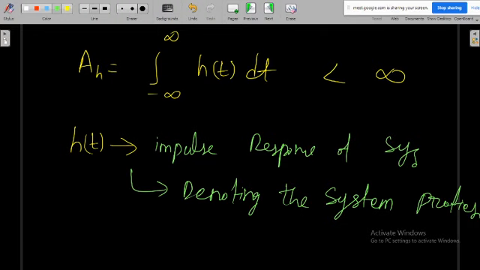So instead of applying bounded input and getting the bounded output, what is another way of analyzing the system? If you know h of t, you calculate the area under h of t. If it is finite, then the system is stable. So finally, there are two ways to identify the stability of the system.